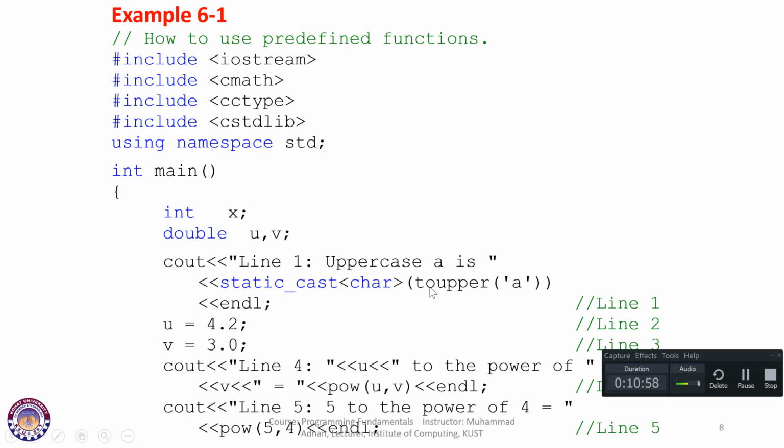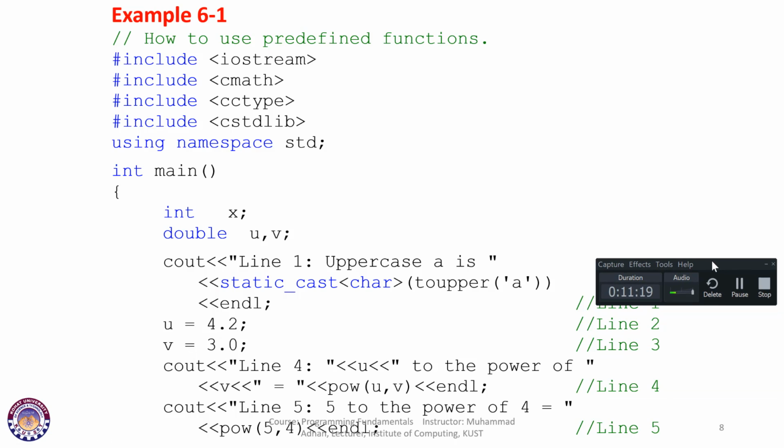So toupper of a will convert a into the capital letter, and then it will cast it to the character, a is a character, and then it will display that value. Similarly, we assign two values to u and v, 4.2 and 3.0.